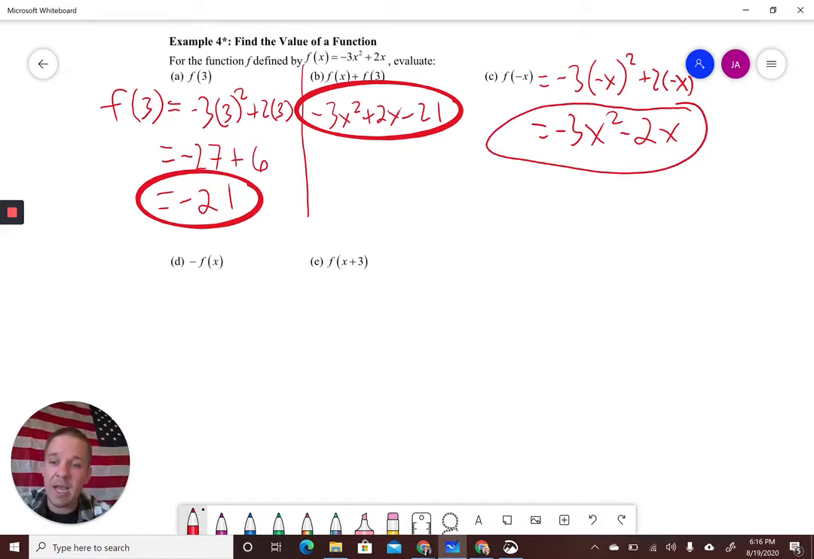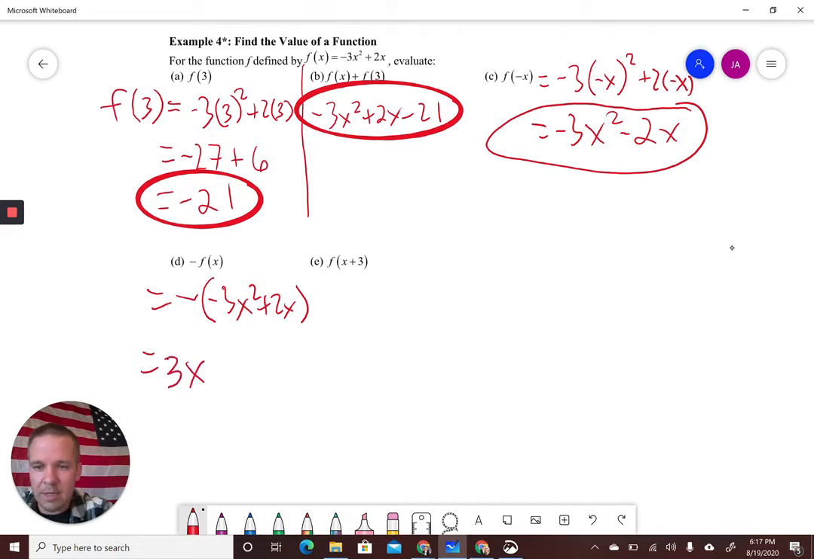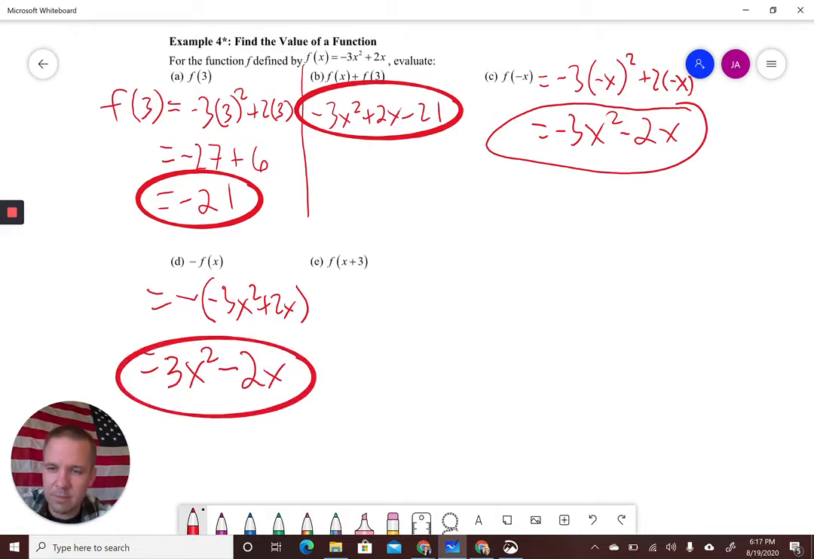All right. How about negative f of x? What does that mean? That means I'm throwing a negative out in front of the entire function. So I would have a negative and then parentheses in front of everything, negative 3x squared plus 2x. That's going to be a positive 3x squared, and then minus 2x. Excellent. This is good stuff. Don't forget to distribute that negative, especially when we get to addition, subtraction. That's when you're going to want to distribute that negative.